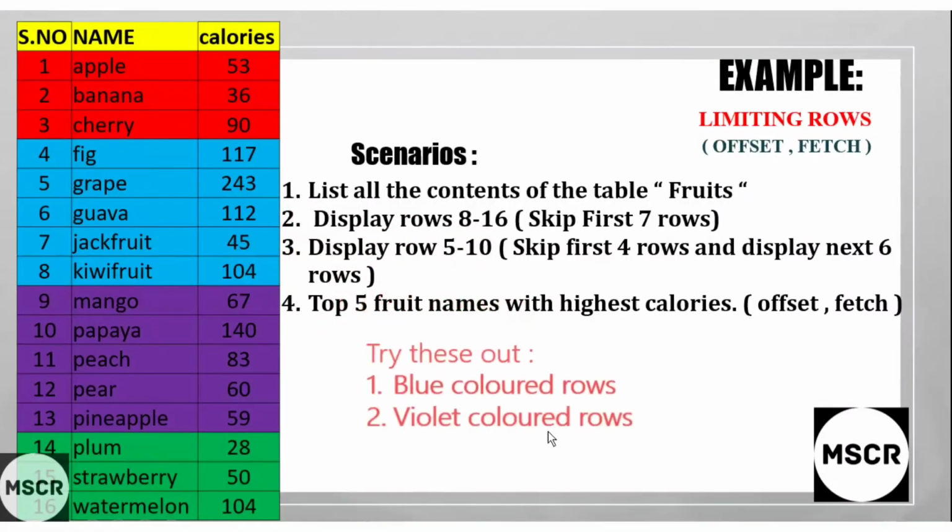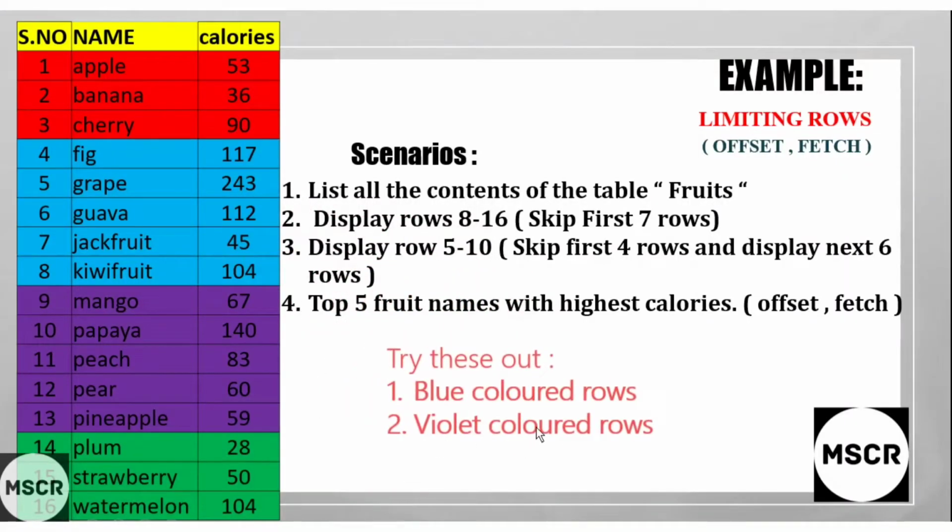Now these are the questions for you to try out. Blue colored rows. You see these rows which are in blue color, that is row number 4 to 8. Now I want these as my output, only these, that is row number 4 to 8 as my output, and remaining all rows must not be present in my output. This is my first question.